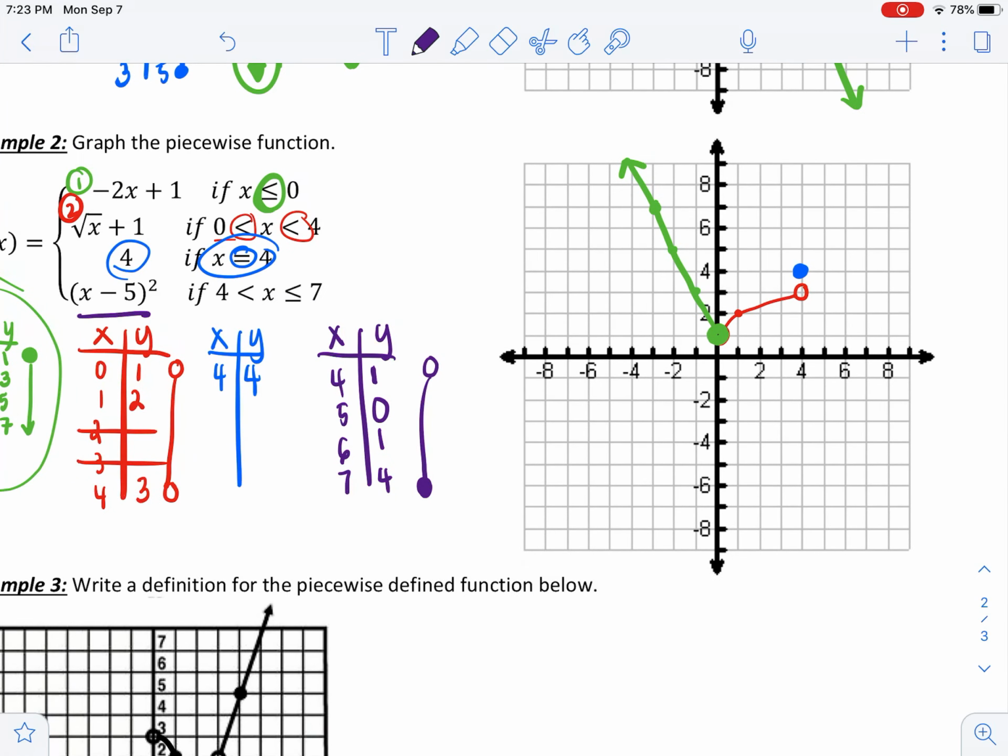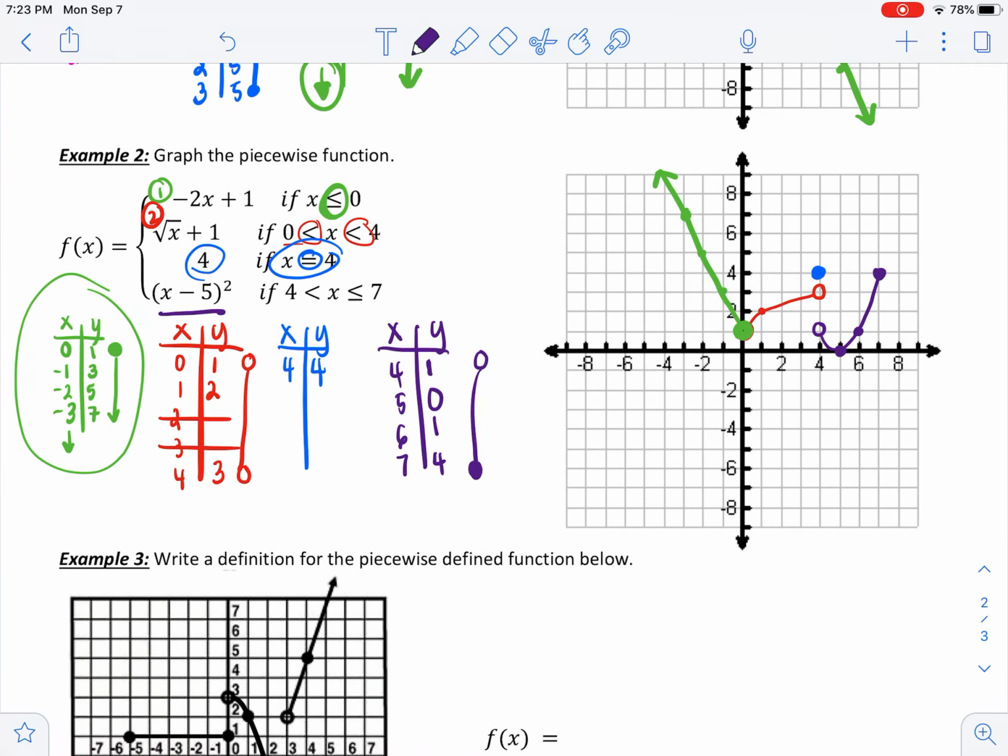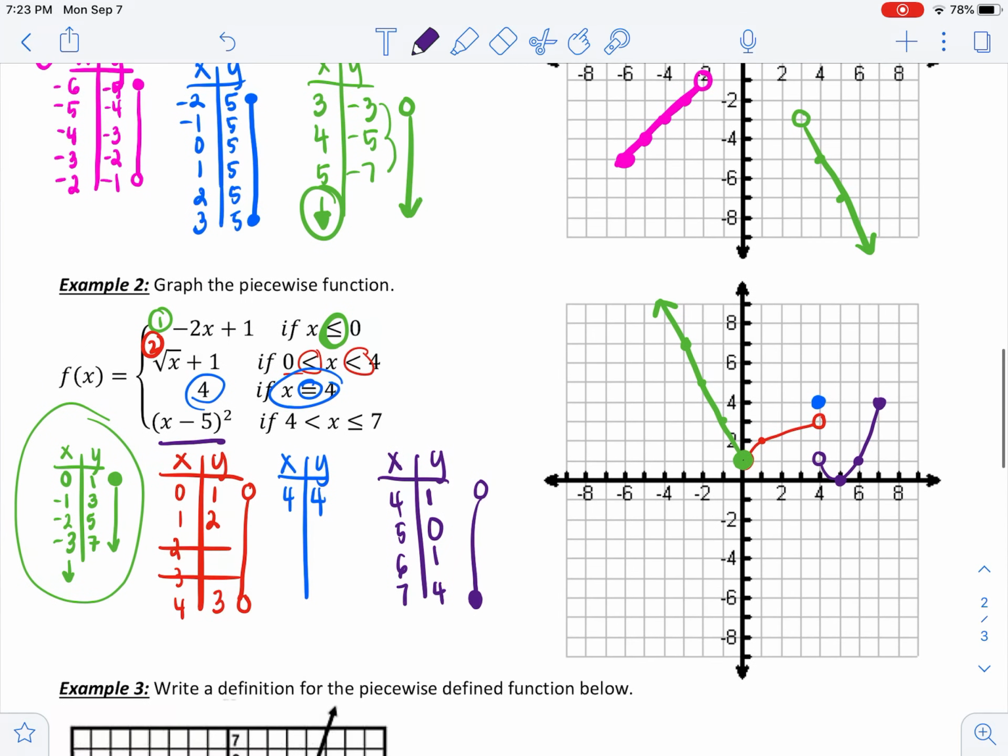So (4, 1) is an open point, and it has to be an open point because I already have a closed point at 4. (5, 0). (6, 1). (7, 4). And notice that looks like a part of a parabola. And there's my piecewise function.